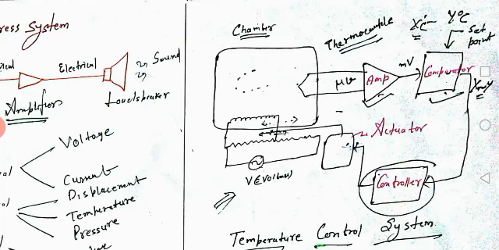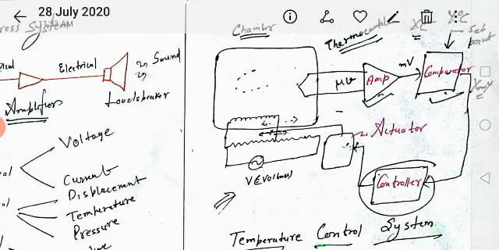And if the temperature which is being measured by this temperature sensor is less than the set point, then definitely the controller will take the action according to that. It will move the wiper to the right.